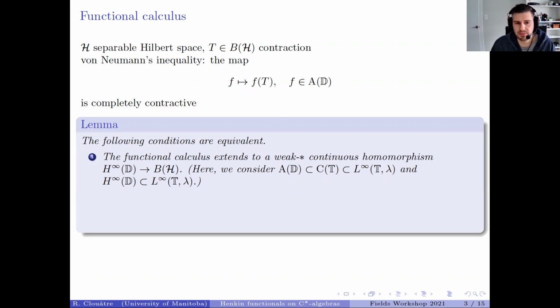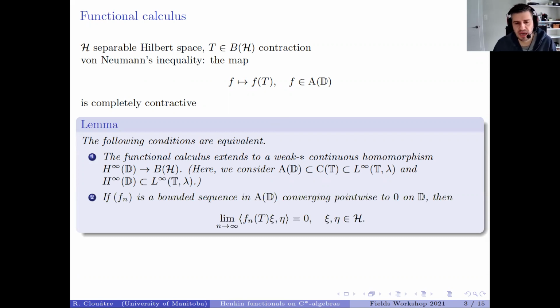Once again, the basic problem I'm trying to address is when it is possible to achieve item 1, and it's not too difficult to show that item 1 is equivalent to the following property: whenever you have a bounded sequence Fn in the disk algebra which converges pointwise to 0 on the open disk, then the corresponding sequence of operators Fn of T converges to 0 in the weak operator topology. This kind of condition will occur many times throughout my talk.